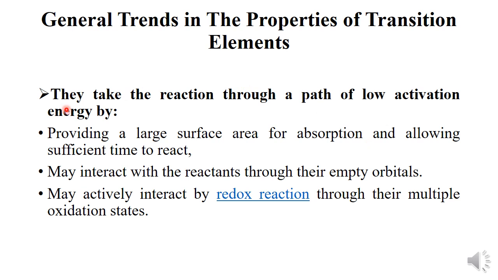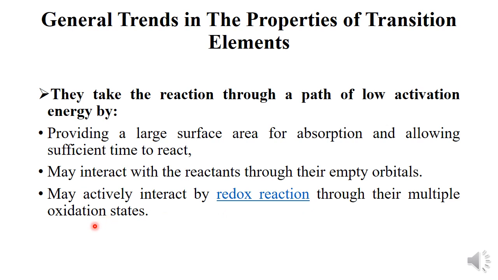And they take the reaction through a path of low activation energy by providing a large surface area for the absorption and allowing sufficient time to react. कि वो किस तरह एक नया path provide करते हैं low activation energy का, कि जिससे जो reaction speed है वो increase हो सके. One is, एक तो वो surface area ज्यादा provide करते हैं for the absorption के लिए and allowing sufficient time to react. Second is they may interact with the reactants through their empty d orbitals. Clear?